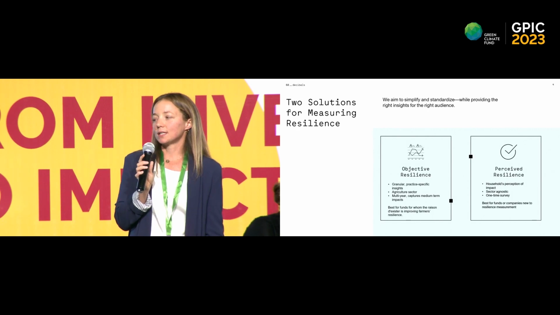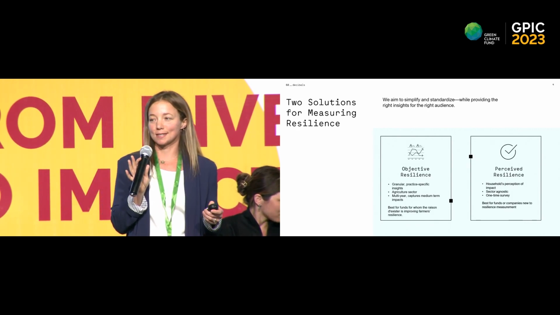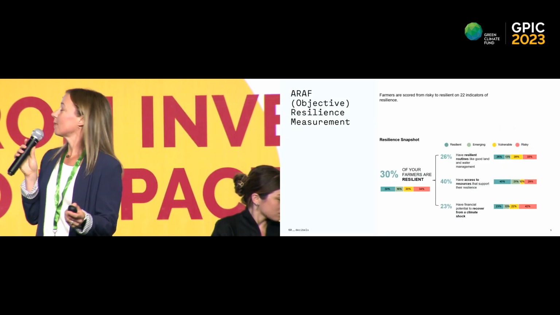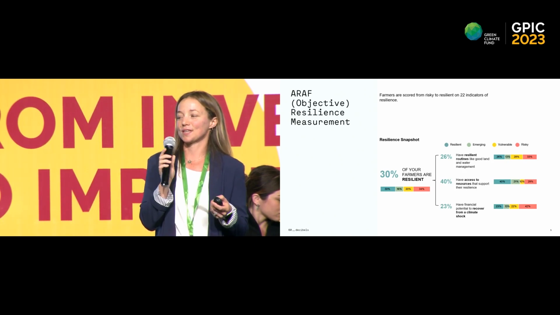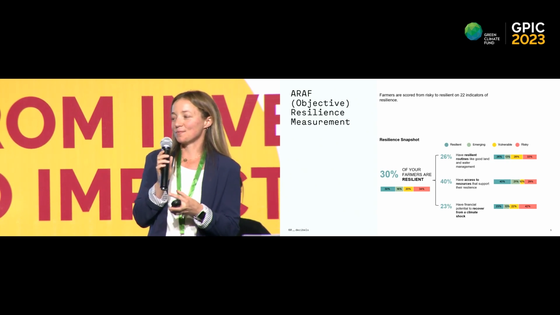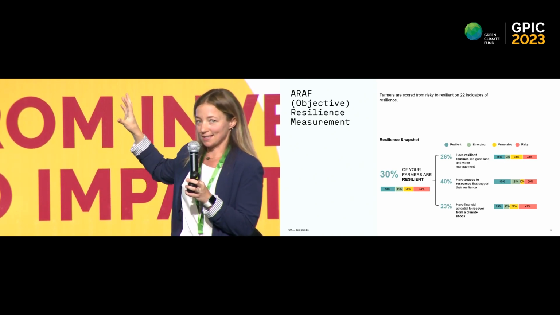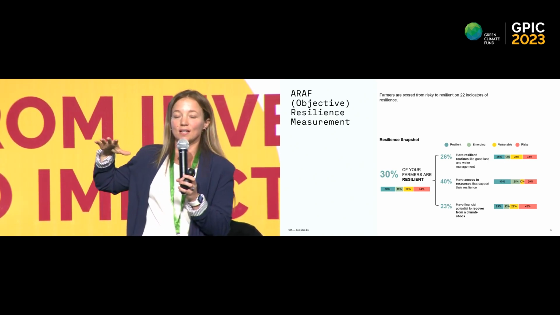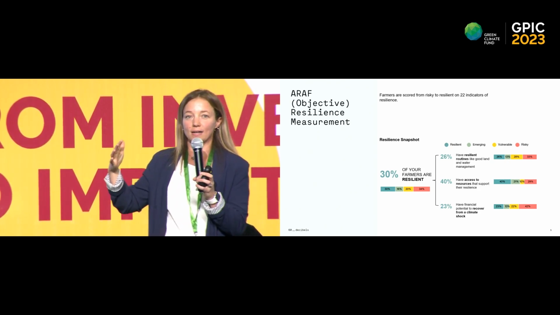I'm going to go into just a little bit more of an illustration of what each of these two look like, because I realize that that might sound a little bit abstract. So this is actually a simplified version of what a result would look like for the ARAF or the Objective Resilience Measurement Tool. It's okay, again, if you can't read it, but what you want to see here is that we have 22 indicators. This is a roll-up at the dimension level, but we have 22 different indicators, and for each one, we ask a question or a set of questions to a farmer about what practices they're doing.